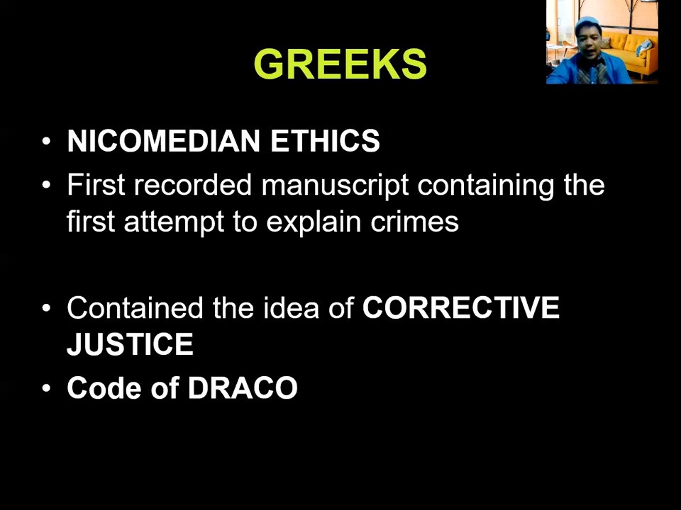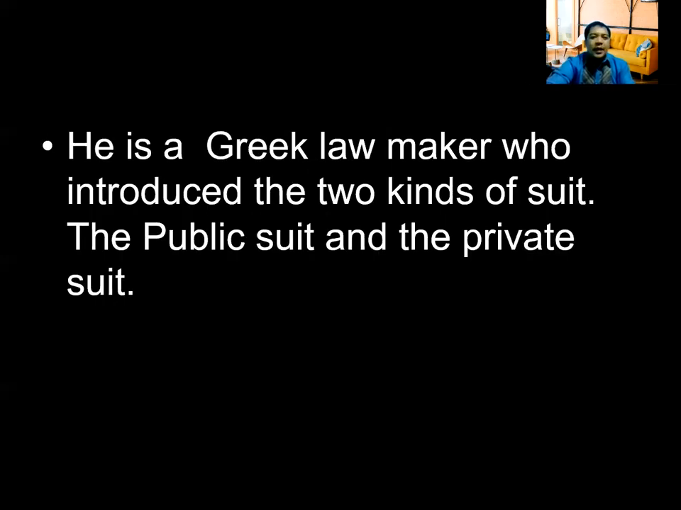Because of these actions of Draco, eventually, the Greeks, being a democratic society, wanted to impeach Draco. And the first impeachment actually transpired in the case of Draco. After Draco was taken out of his seat as the primary lawmaker of Greece, they tried to elect another lawmaker. In relation to that, we have here the first question. He is a great lawmaker who introduced the two kinds of suits, the public suit and the private suit, similar to saying public crimes and private crimes.